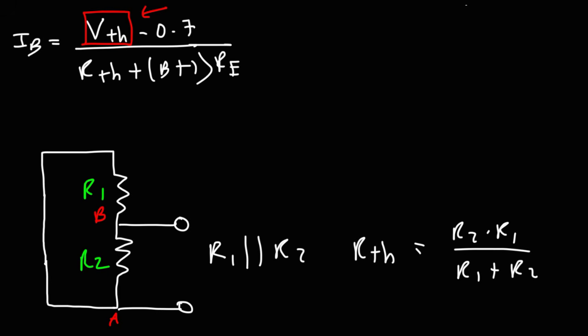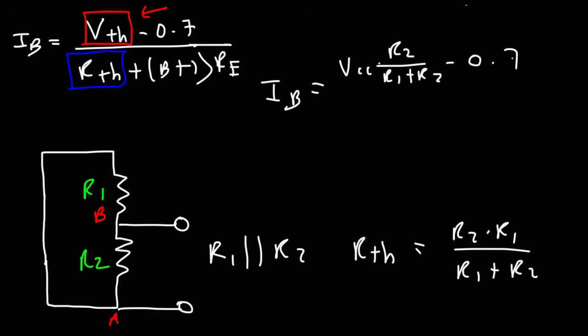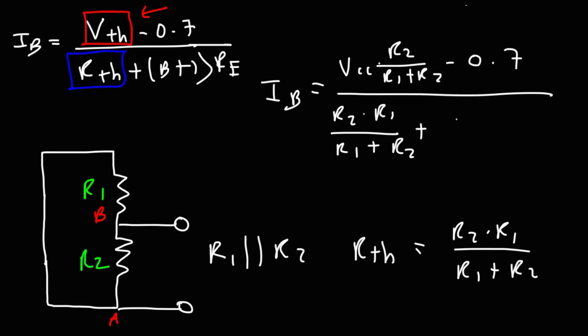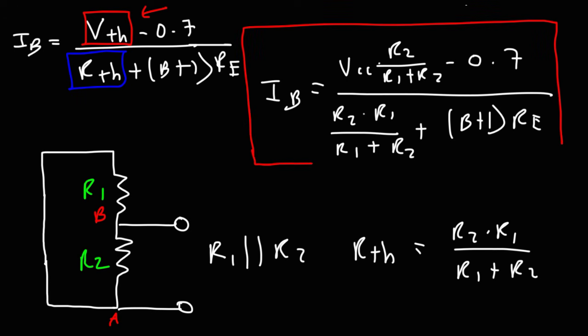So now putting this together, we can write our final equation. So now we just have to replace R Thevenin and V Thevenin. So the base current is going to be V Thevenin, which we said is VCC times R2 over R1 plus R2, minus 0.7. And then replacing R Thevenin, we have R2 times R1 over R1 plus R2, and then plus beta plus 1 times RE. So that's the formula we need in order to calculate the base current of the voltage divider bias circuit.